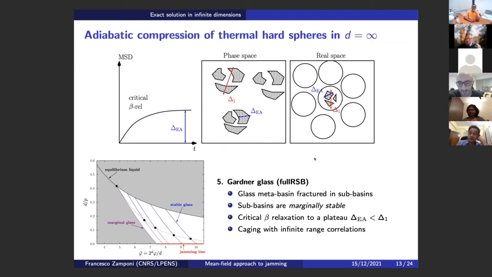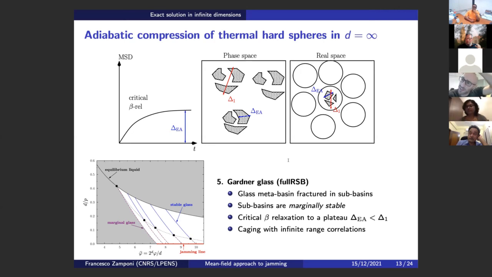So in infinite dimensions, there is for sure a Gardner phase, and that's in the mathematics, and so we know it's there. And the point is that we need it to obtain the right criticality. But of course, this doesn't mean that in finite D you still need it. Essentially, we have a path to get to the right criticality of jamming going through full RSB, but maybe there is another path that avoids full RSB and still gives you the same criticality.